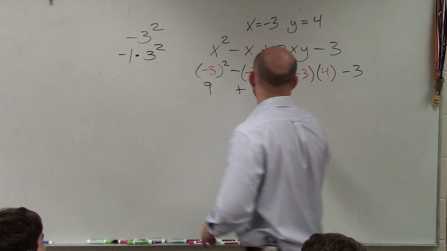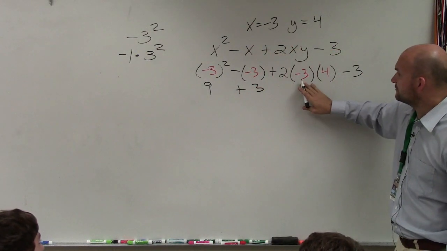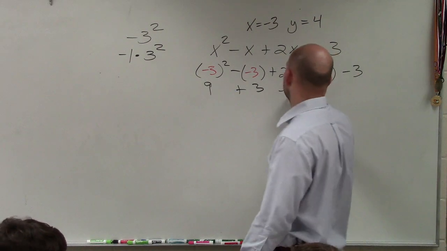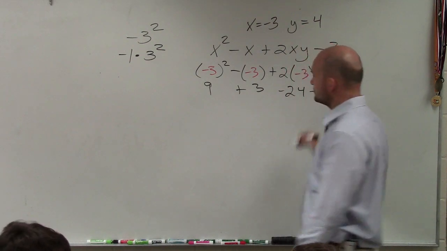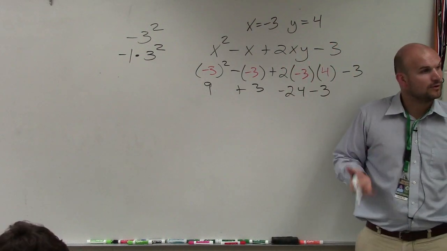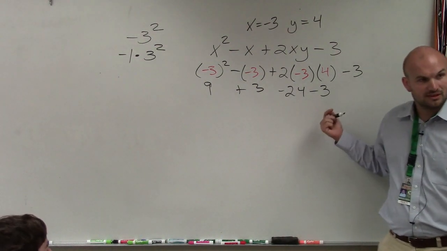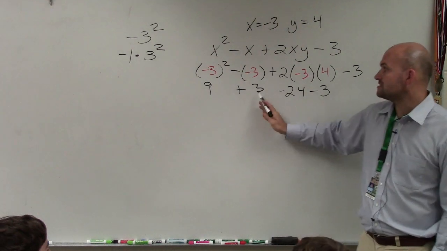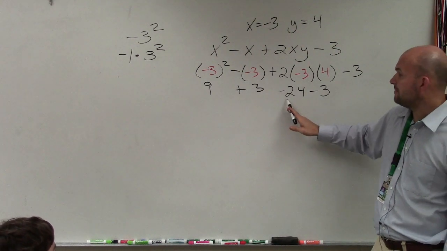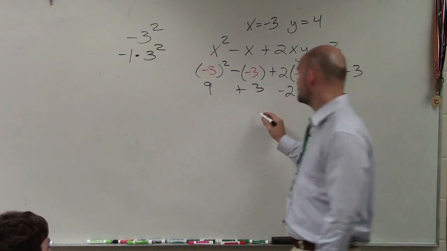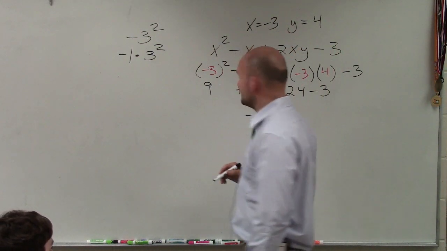So that's +3. Here I have 2 times -3, which is -6. -6 times 4 is -24 minus 3. Then remember, whenever we're adding this, all we're simply going to do is work from left to right. So 9 plus 3 is going to be 12. Minus 24 is -12. Minus 3 is -15.